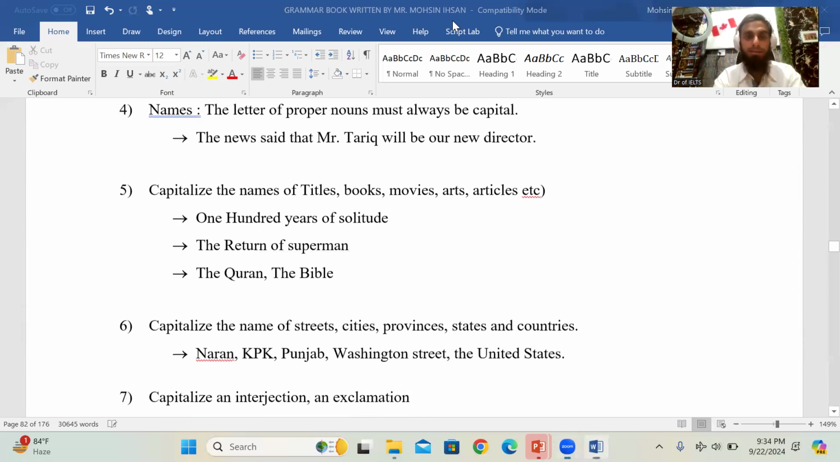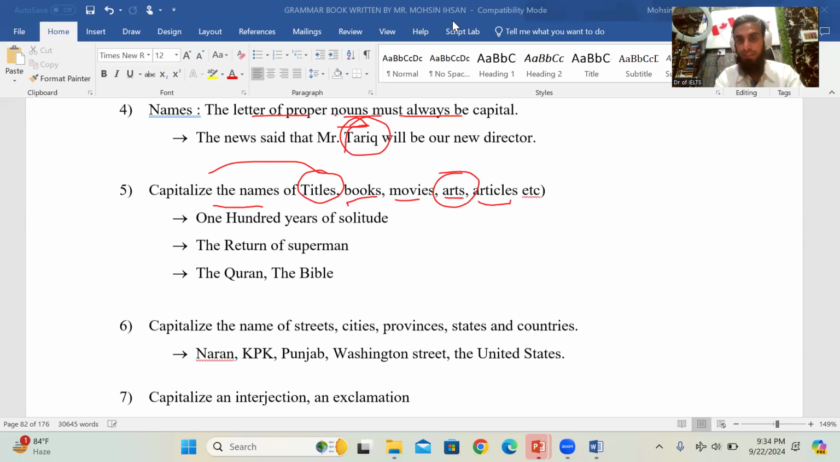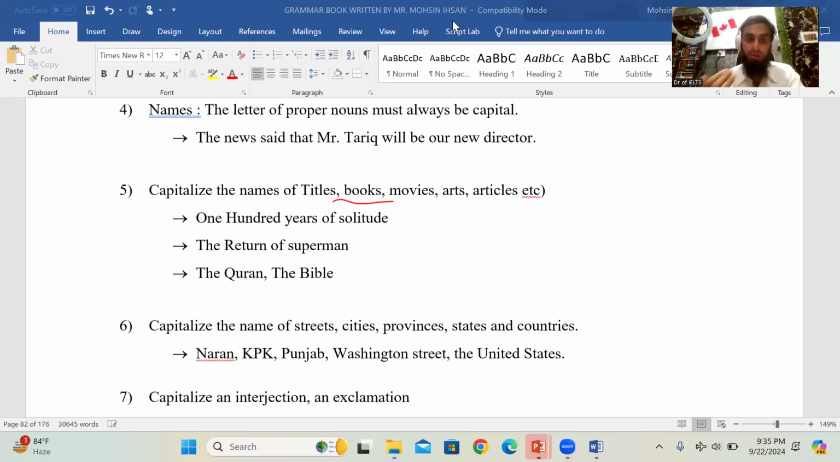Okay, next. The letter of proper nouns must always be capital. Proper noun, special noun. Mr. Tarek, T is capital, right? Wherever you write, in the middle of a sentence or wherever. Capitalize the names of titles. A title can be given to any book or any other thing: books, movies, artwork, articles, right? The specific name, proper name, and proper titles must be capital, right?